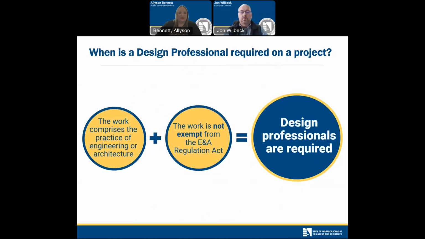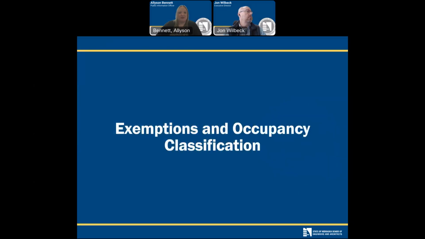So again, if the work comprises the practice of architecture or engineering, plus again, if the work is not exempt, a design professional is required. So next we're going to touch on the portion that says the work is not exempt from the act. So we're going to look at exemptions and occupancy classifications.